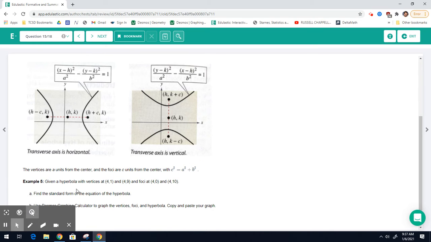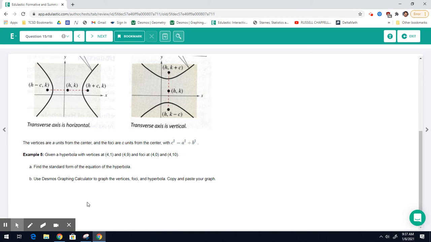So it says example 5: given a hyperbola with vertices at (4, 1) and (4, 9), and foci at (4, 0) and (4, 10), find the standard form of the equation. All right, so let's go ahead and graph this real fast. So looks like it's positive. So I'm going to extend it farther this way. So (4, 1): 1, 2, 3, 4, 1.